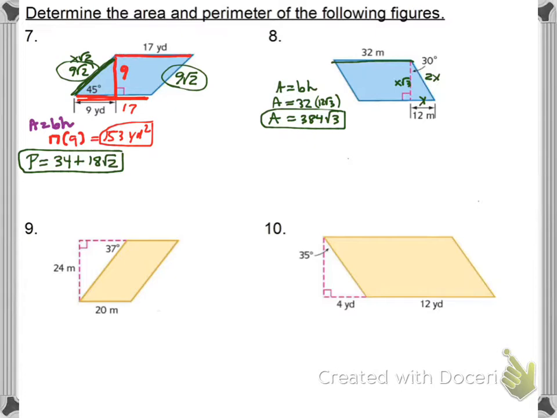Okay, if I want to get my perimeter, I just need to do 32 plus 32, which is 64. And then I need to find this other side. So if x was 12, then that means these two sides were 24. So that's 64 plus 48. And 64 plus 48 is 112. Okay, and that would just be meters, and our area would be meters squared.